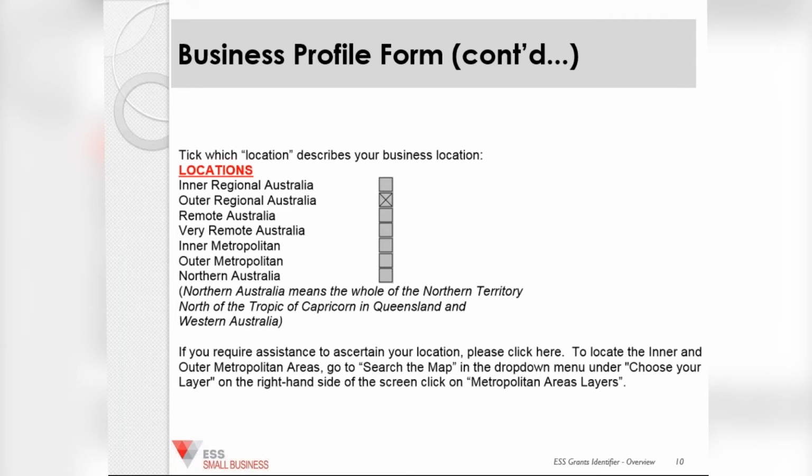The next question relates to the locations. The Australian government has this concept of inner regional, outer regional, remote, very remote, inner metropolitan and outer metropolitan. And also there's a definition of Northern Australia. There are some grants for each of these locations, so please mark the location that you believe applies to where your business operates. You can click onto the maps, which will give you a detailed indication relating to your area.